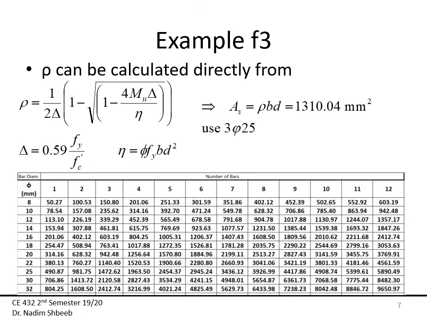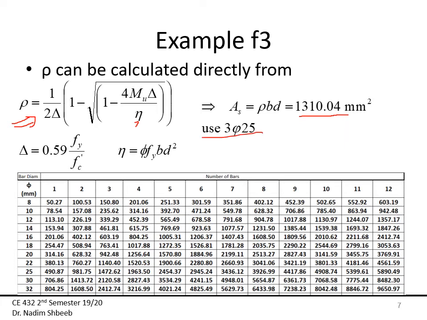Okay. So if you don't want to use a calculator and you just want to use an equation to find rho, then you can use this equation. It's actually quite handy, especially if you put it in an Excel spreadsheet. All right. So delta now is going to be 0.59 Fy divided by F prime C. Eta, which is this right here, is going to be phi Fy B D square. So if you plug those values in, you will get the same rho value. So as I did that, I found my area of steel to be 1310.04 millimeters square.